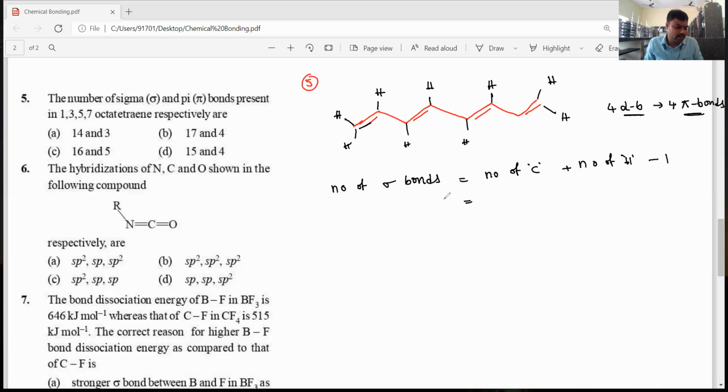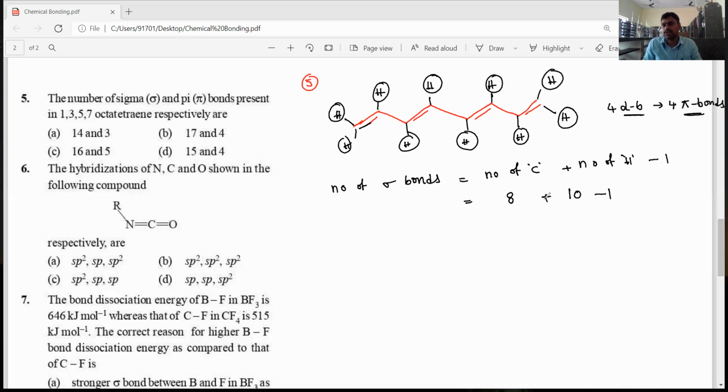If you observe the question, how many carbon atoms are present, dear students? 8 carbon atoms are present. And how many hydrogen atoms are present, dear students? 1, 2, 3, 4, 5, 6, 7, 8, 9, and this is also 1, 10. 10 hydrogen atoms are present, minus 1, because in the open chain structure the end carbon atoms are not connected. That's why we need to do minus 1. That's why 18 minus 1 means 17. So the 17 sigma bonds plus 4 pi bonds are present. So the answer is option B.